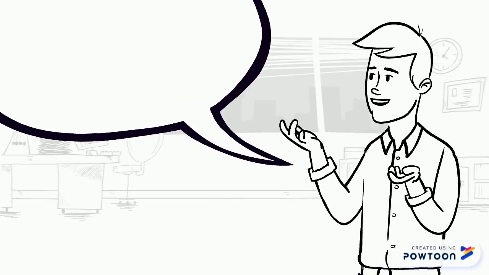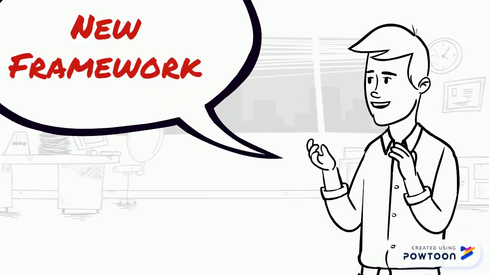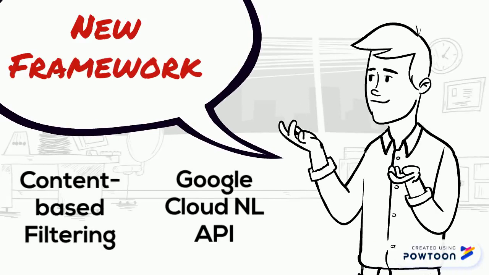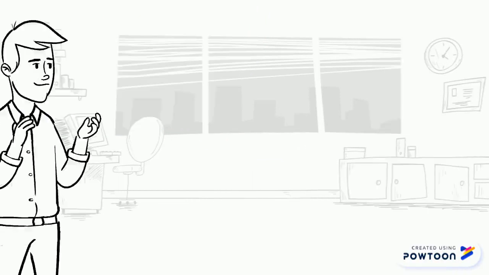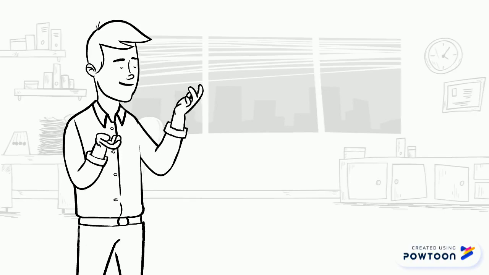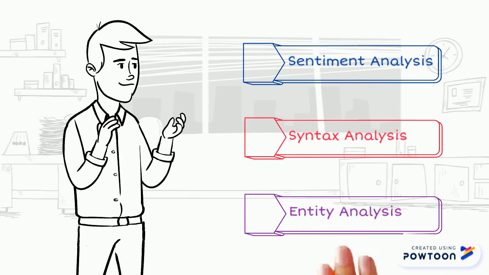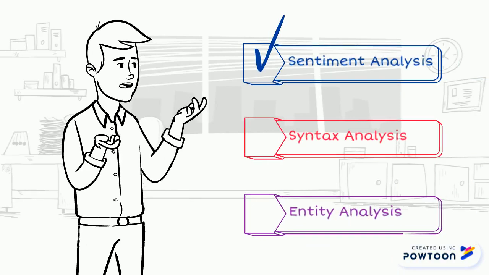After comparing different data mining techniques, a framework consisting of content-based filtering and Google Cloud NL API is proposed. Cloud NL API provides capabilities like sentiment analysis, syntax analysis and entity analysis. For the framework, it utilizes the sentiment analysis capability.